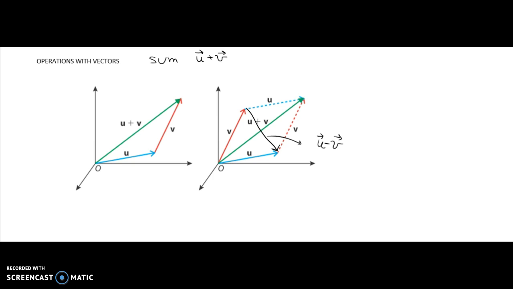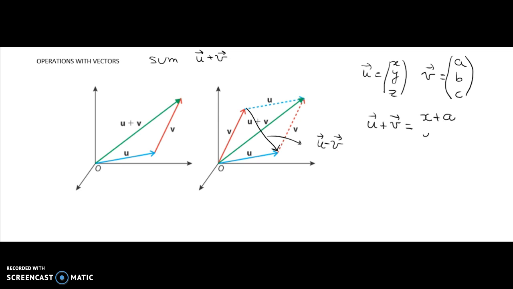In coordinate form, let's say that our vector u is given by the coordinates x, y, z, while our vector v is given by coordinates a, b, c. When we find the vector sum between u and v, we get a new vector that has the first coordinate, the sum of the first coordinates, x plus a, the second coordinate, the sum of the second coordinates, y plus b, and the third coordinate, z plus c, the sum of the third coordinates.